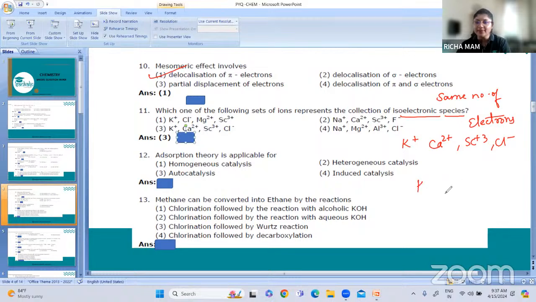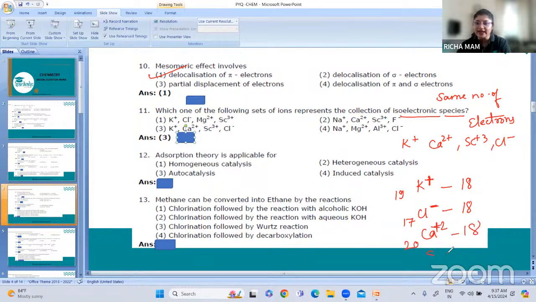When we write K plus ions, the number of protons is 19. One electron is lost, so the number of electrons will be 18. Then chlorine is how much? It is 17. Chlorine is -1, so it has gained one electron, so it becomes 18. Then calcium plus 2. Calcium is 20, so it has lost 2 electrons, so it becomes 18.